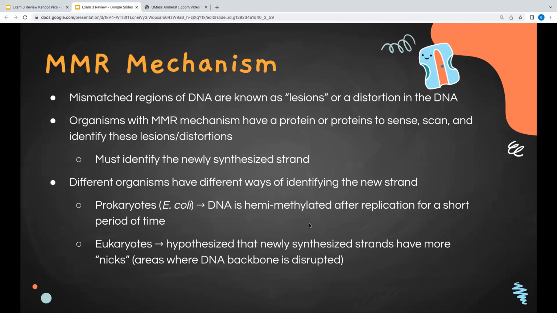We use nicks. After DNA replication, the Okazaki fragments must be ligated to get rid of all the nicks. But the ligation step occurs after all the DNA polymerization has occurred, roughly 20 minutes to an hour. So immediately afterwards, the eukaryote will look for the strand with all the nicks. If it sees nicks, then it knows it's the newly synthesized strand. If it doesn't see any nicks, that's probably the parent strand.